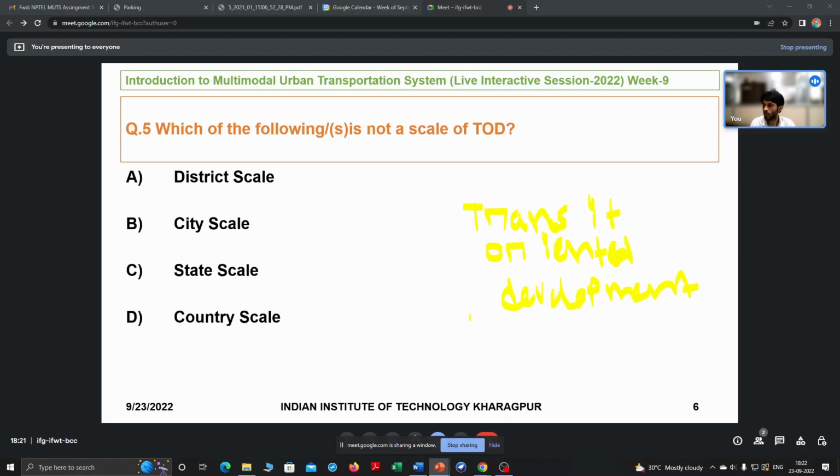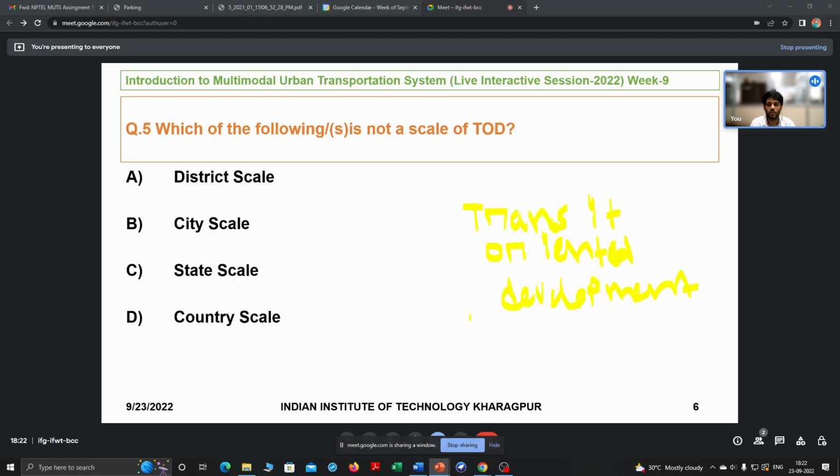So now it is about the transit oriented development scales. Which of the following is not a scale? Is it that transit oriented development can be developed at a district scale, or at a city scale, or at a state scale, or that it will be developed at a country scale?